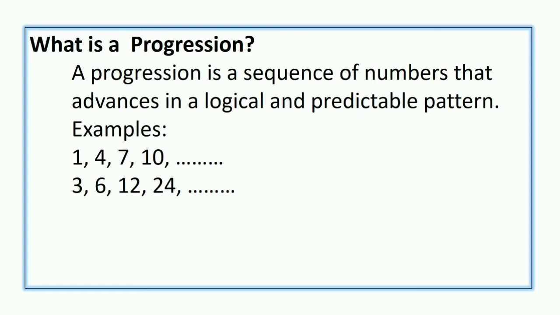In the first example, we have a common difference between the consecutive numbers. This progression is said to be an arithmetic progression. In the second example, we have a common factor between the consecutive numbers. This progression is said to be a geometric progression.